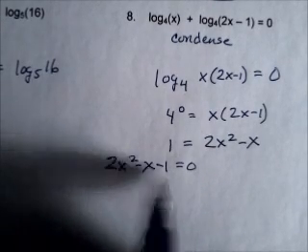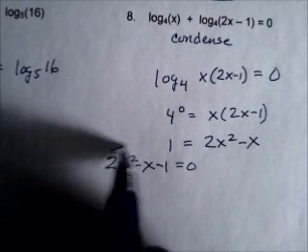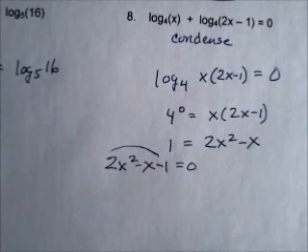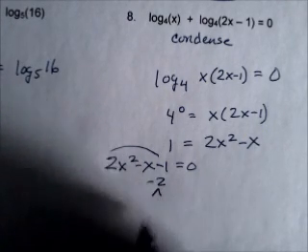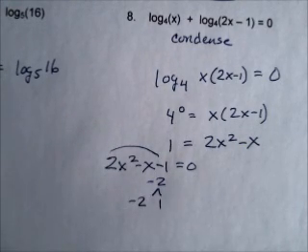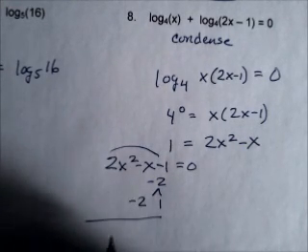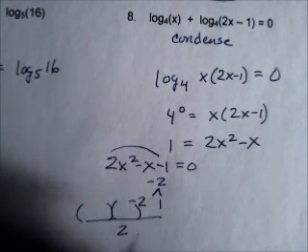Now, the trinomial's lead coefficient is not 1, it's 2, so we have to do our factor in, factor out. I multiply 2 times negative 1, which is negative 2. Factors of negative 2 that add to negative 1 are negative 2 and 1. We multiplied by 2, so we need to divide by 2. So this is just a middle step here.